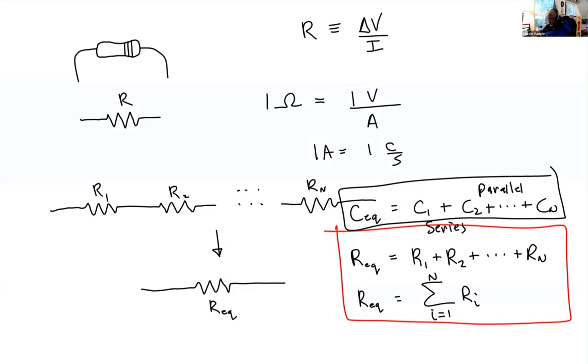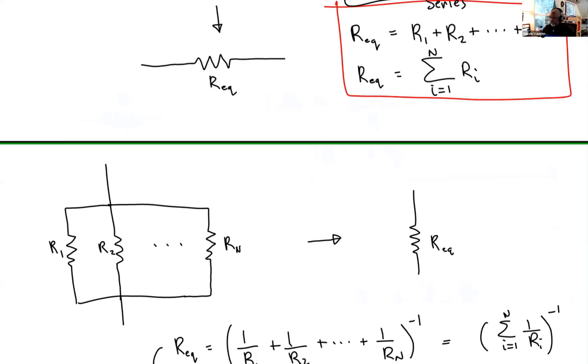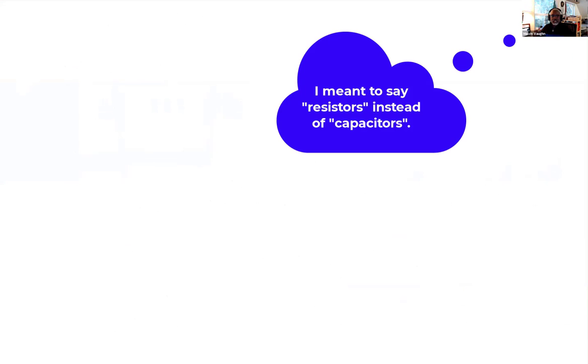Okay, so let's start off with a couple really quick examples of just taking capacitors in series and capacitors in parallel, and then we'll combine the two into a single example.